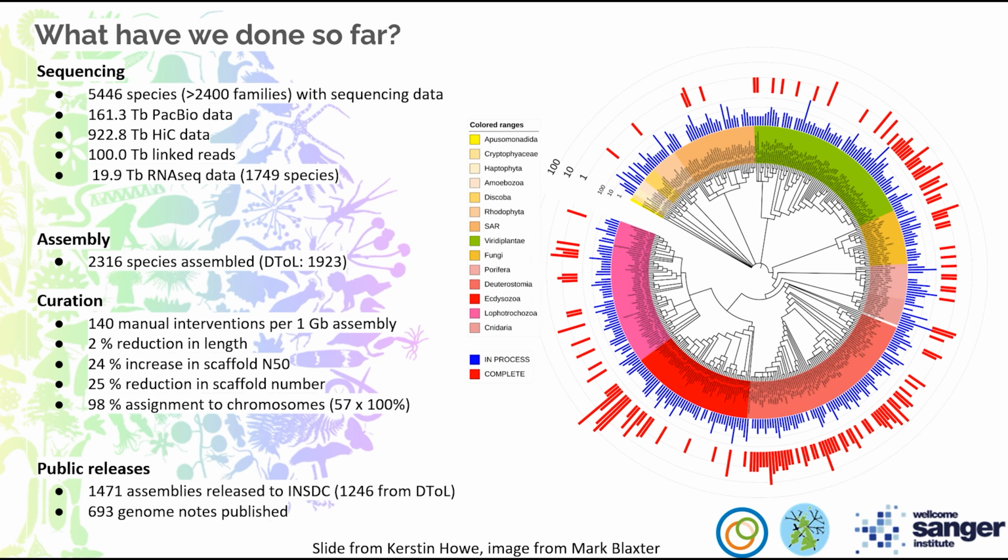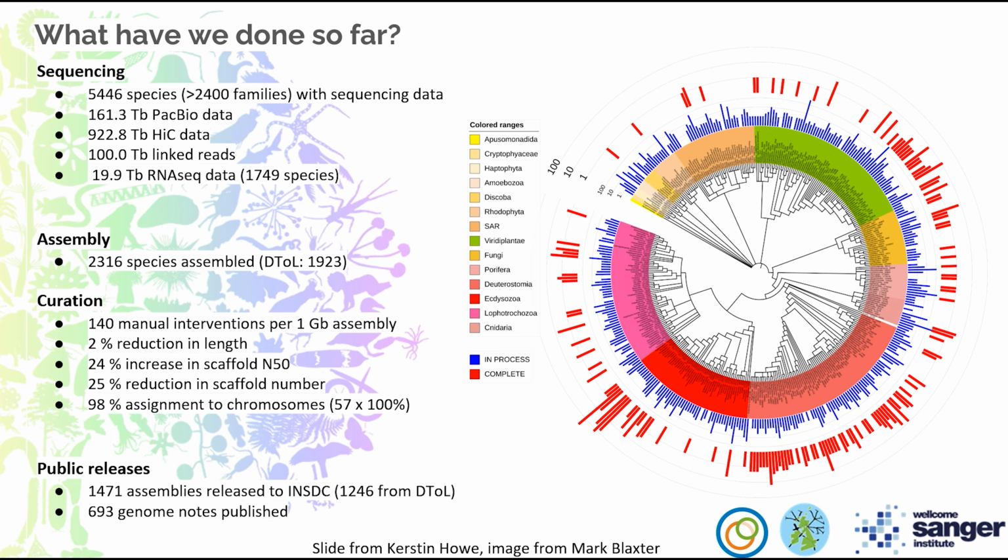So what have we done so far? There could be some useful numbers on here for the competition. So we have sequenced about 5,500 species. They are in progress at the moment. 161 terabase of PacBio data so far to date, just for the Tree of Life program. An awful lot of Hi-C data.